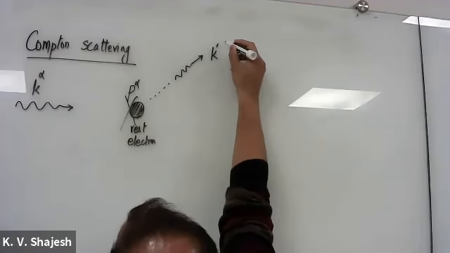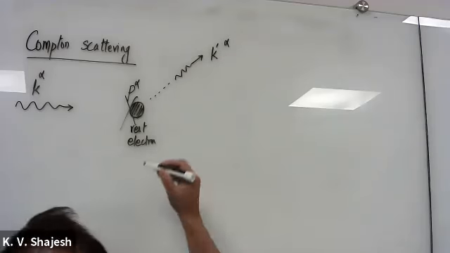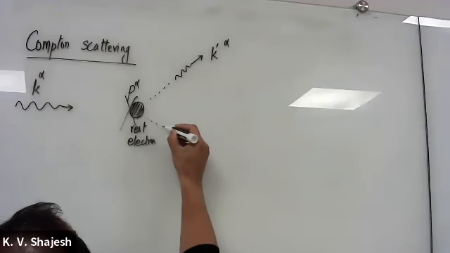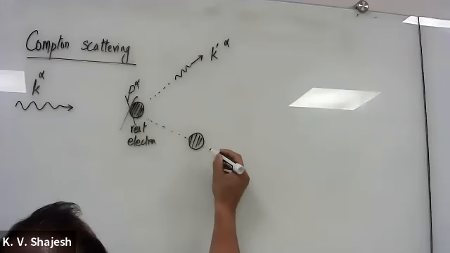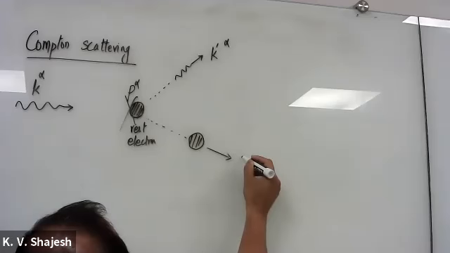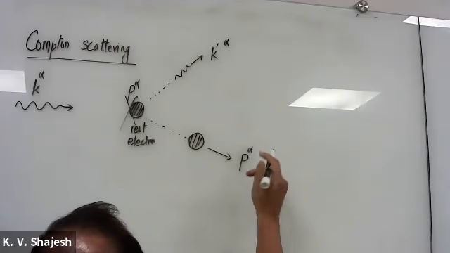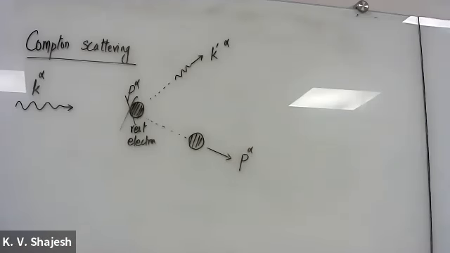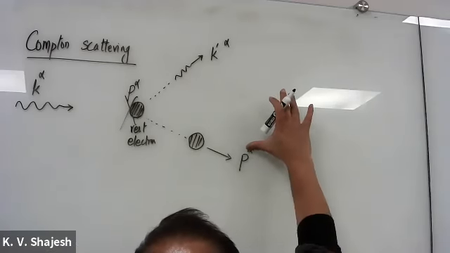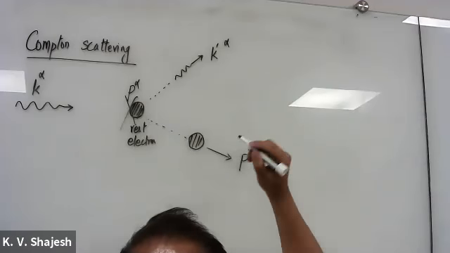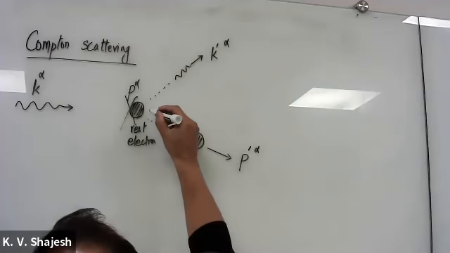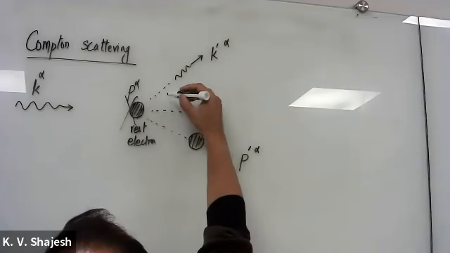So this is k prime, with its four components. And the electron moves with a momentum and energy. Notice whenever I write alpha, that means it has a momentum and energy. And let's say this is changed, right? Its momentum and energy have changed. So let's say this is angle theta.